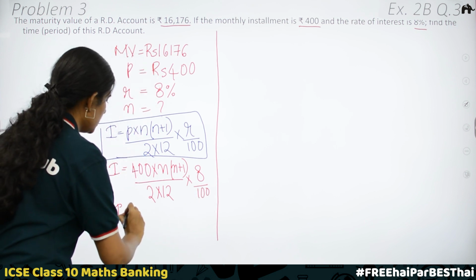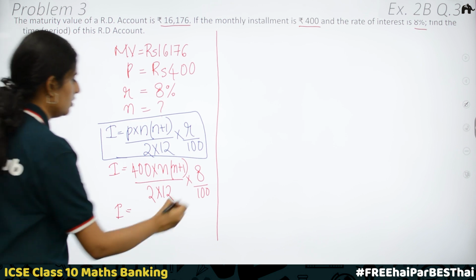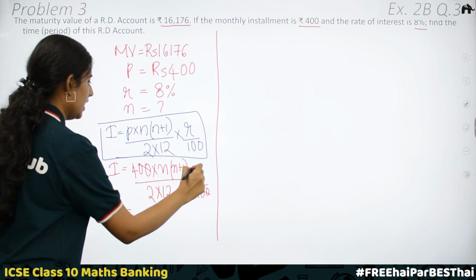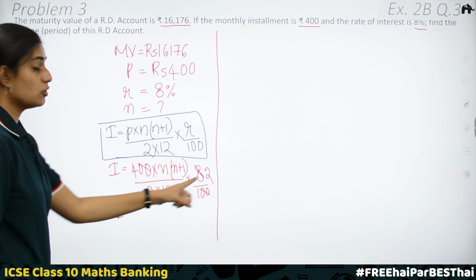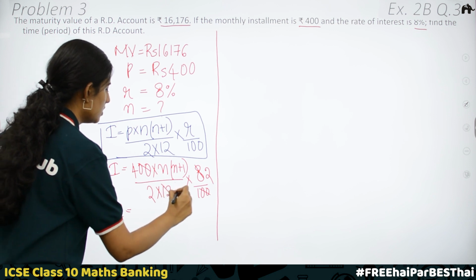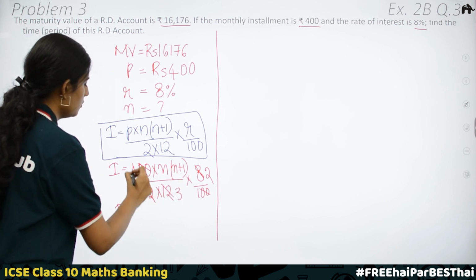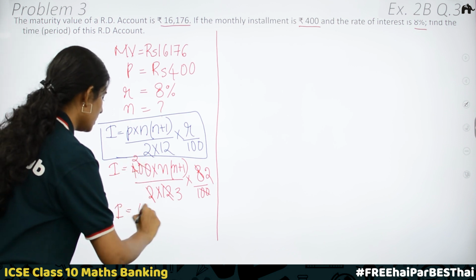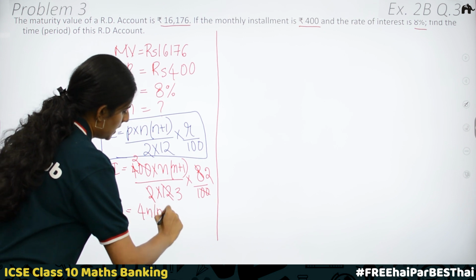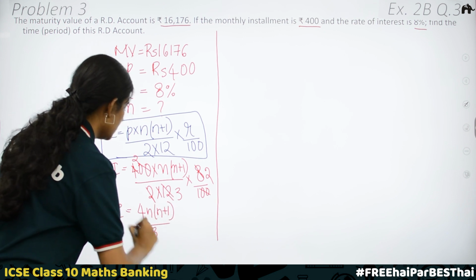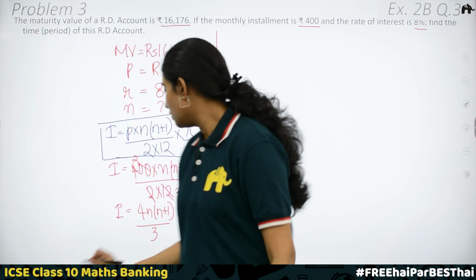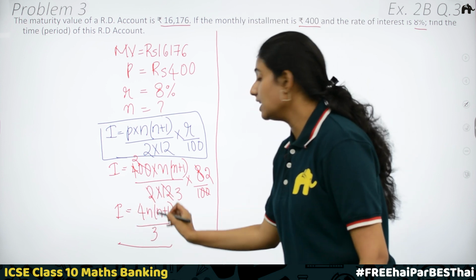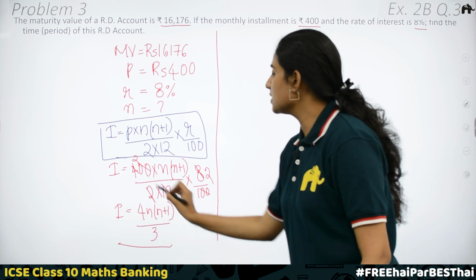Solving, you can cancel the zeros. 8, you will be getting 4 2s are 8, 4 3s are 12. 2 and 4 can be cancelled, 2 2s are 4. So I is equal to 4n into n plus 1 divided by 3. This is interest in terms of number of months, I in terms of n.